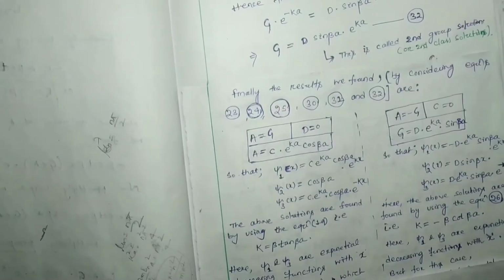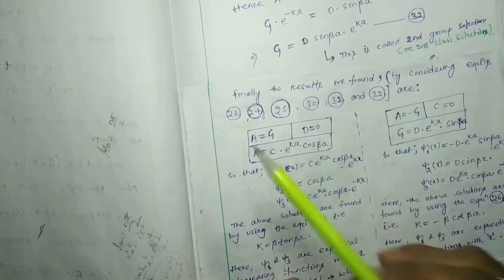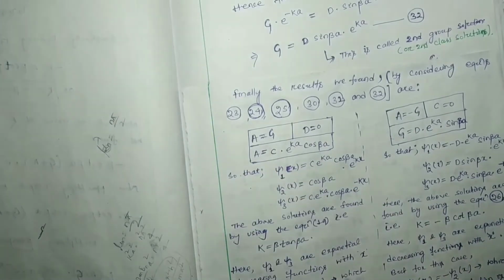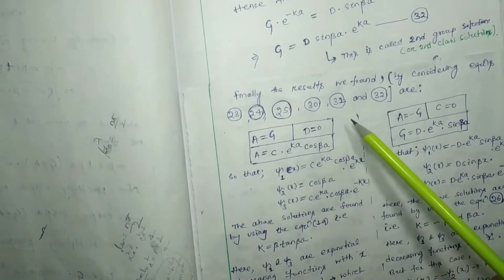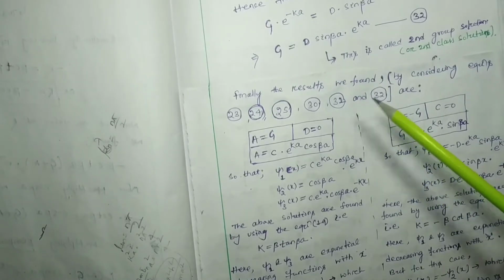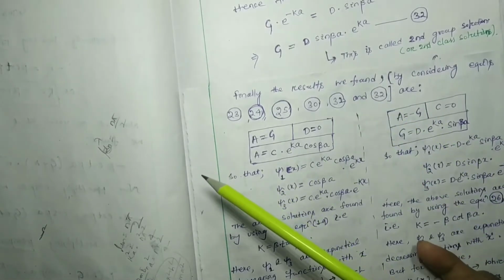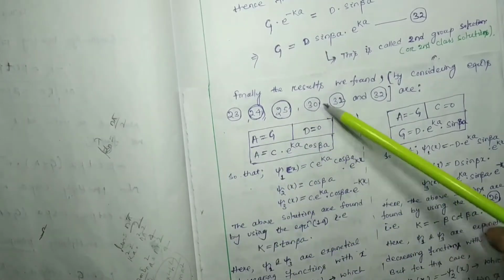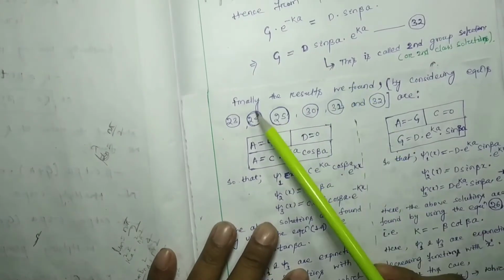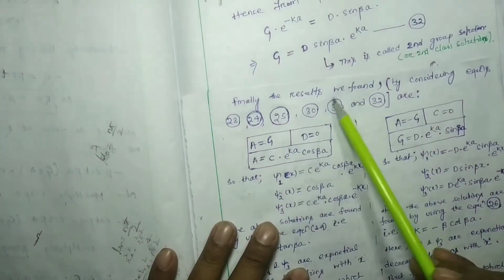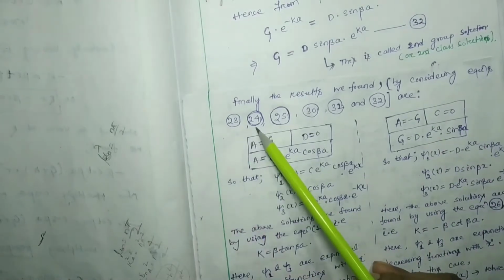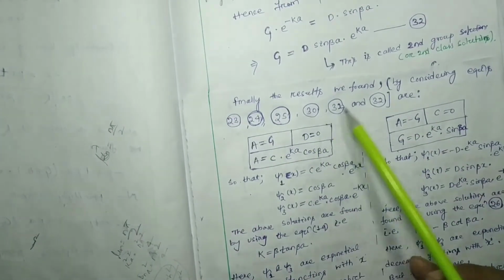Up to this much we have discussed step by step. I suggest that you watch this video after watching part 1 of this topic. Now we finally found the results by considering equations 23, 24, 25, 30, 31, 32.